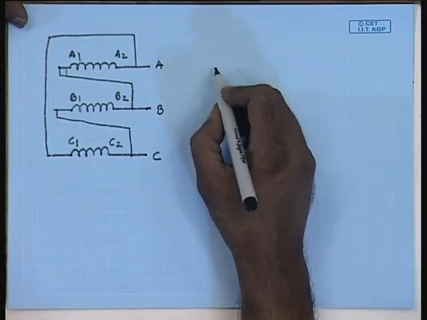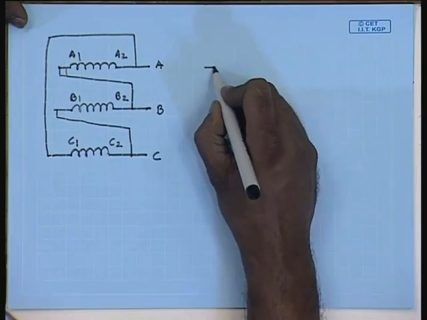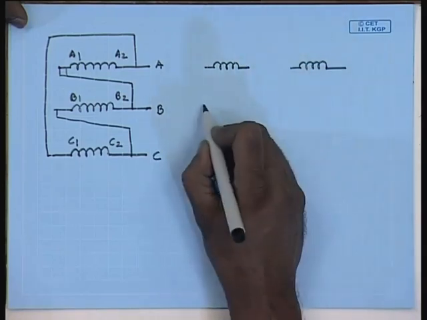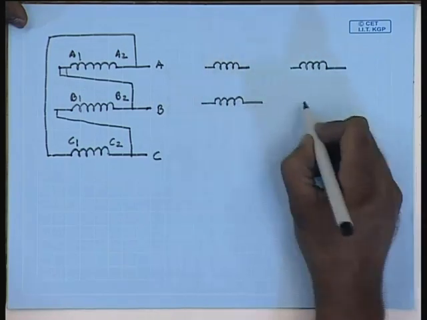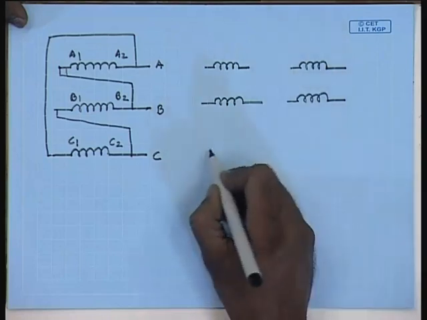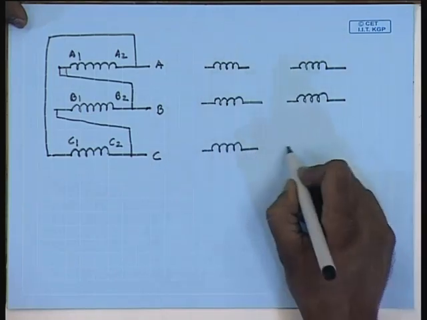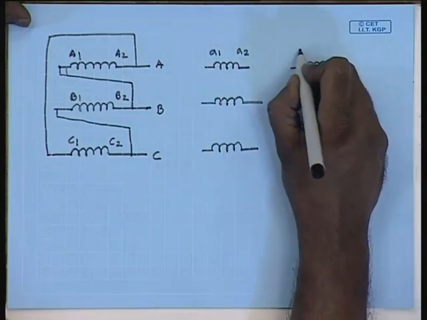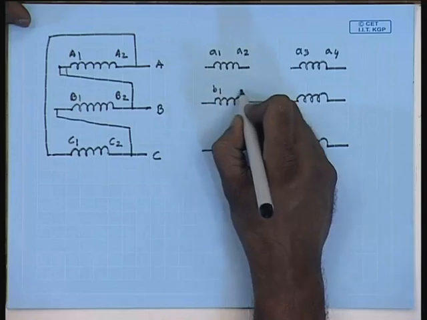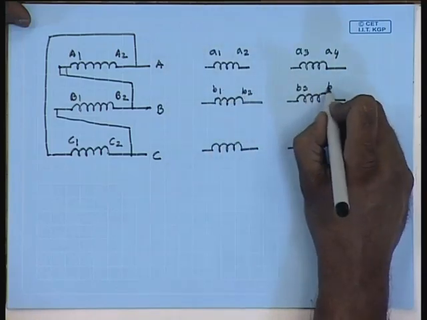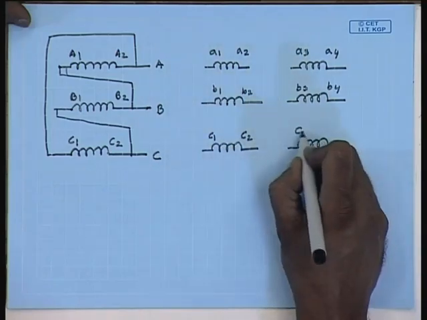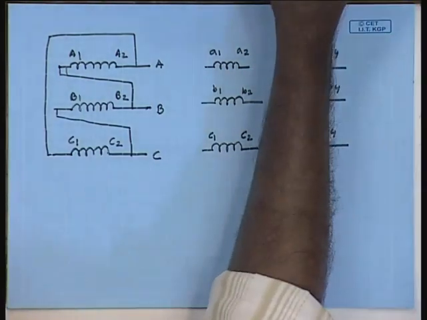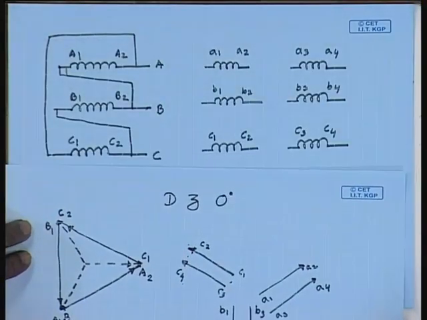Now, on the low voltage side, you have two sets of winding here, one set, second set. This is A1, A2, A3, A4, B1, B2, B3, B4, C1, C2, C3, C4. Now, let us look at the phasor diagram.